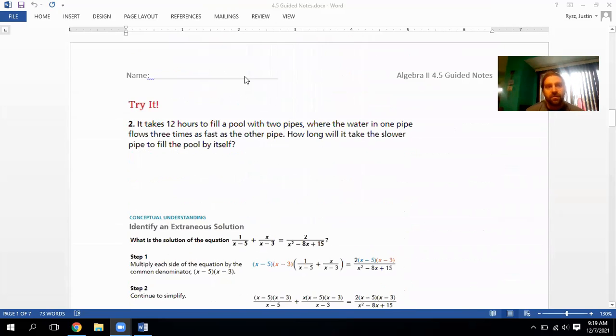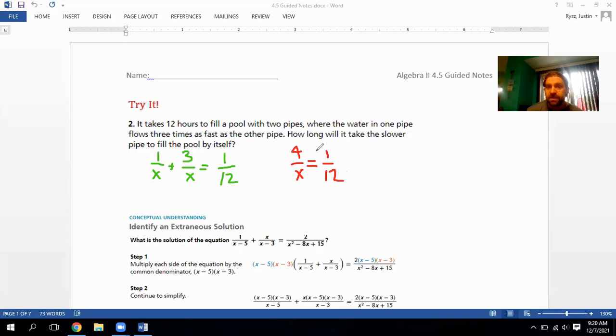Okay, so we always start with the slower one. Let's say the slower one is 1 over x, plus the faster one's 3 times as fast, 3 over x. We know together they can get one pool filled in 12 hours. Okay, so what I like to do is add my fractions first. They have common denominators, so we can rewrite this problem as 1 plus 3, that's 4, and we don't have to worry about anything else. The common denominator is x, is equal to 1 over 12.